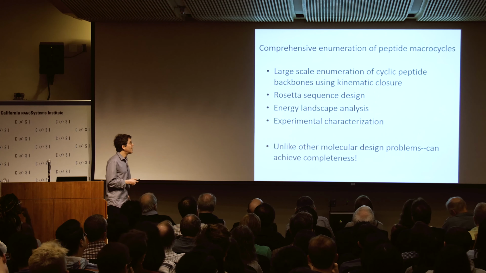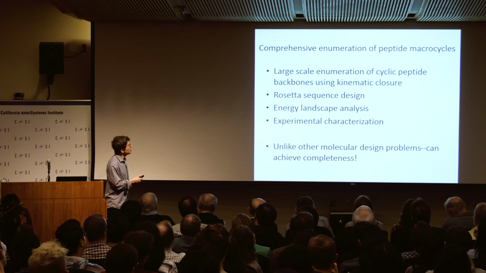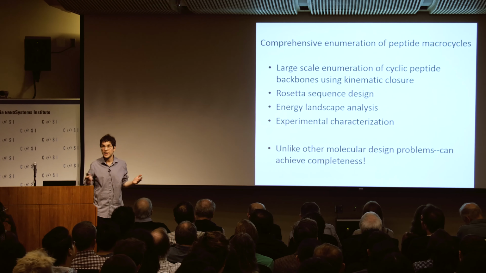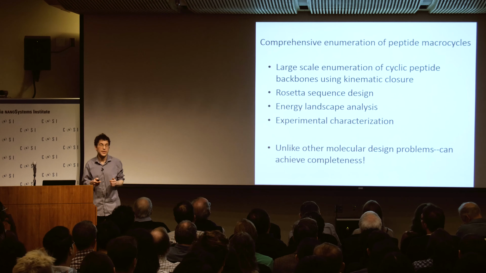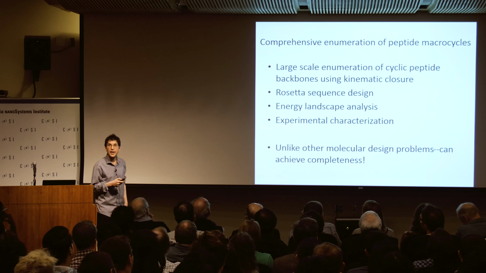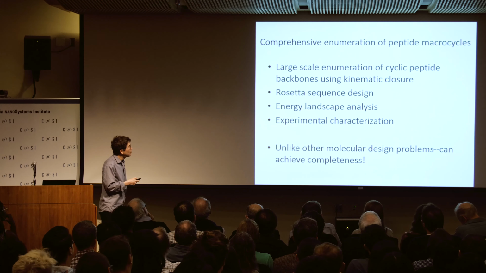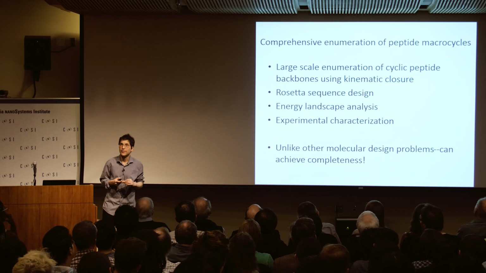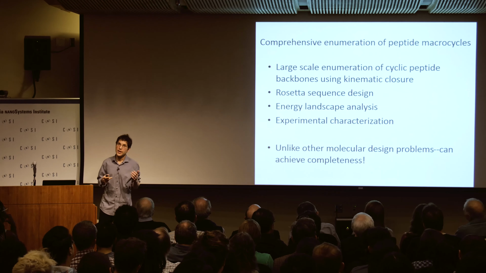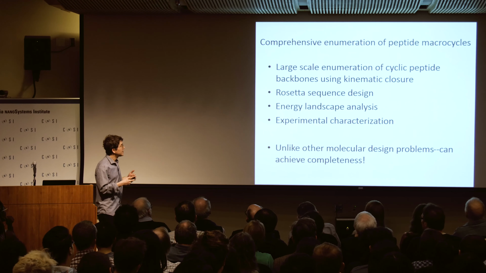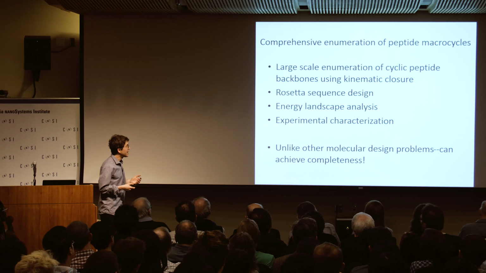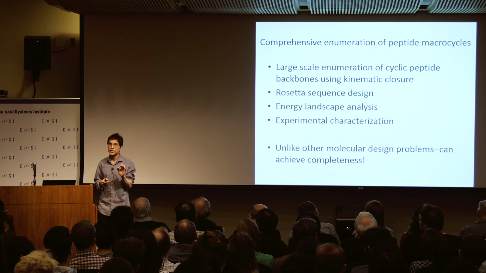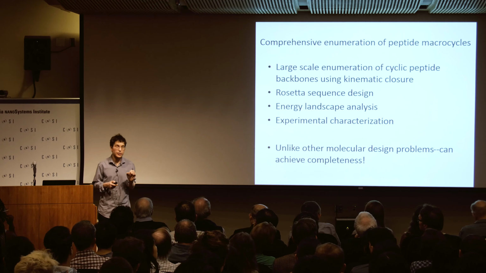Now, going still smaller, this problem got very interesting to me, because with proteins, you can never do comprehensive enumeration. There are too many states. As I showed you, for a 100 amino acid protein, there's an astronomical number of sequences. But when you get down to a small cyclic peptide, the space suddenly becomes countable. And so we did a large-scale enumeration of the different possible backbones that cyclic peptides made out of L and D amino acids could adopt, ranging from 7 amino acids to 13 amino acids, and carried out the same kind of sequence design calculations, and identified about 250 macrocycle designs, which were predicted to fold into unique structures.